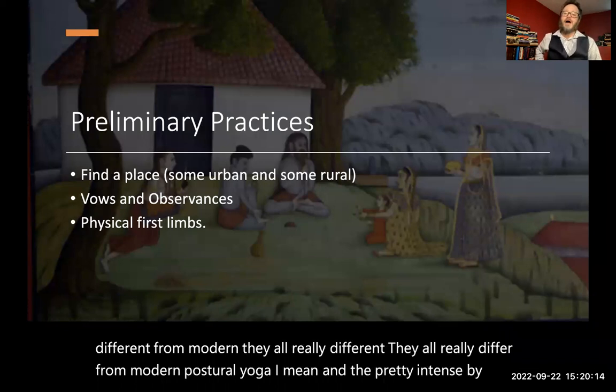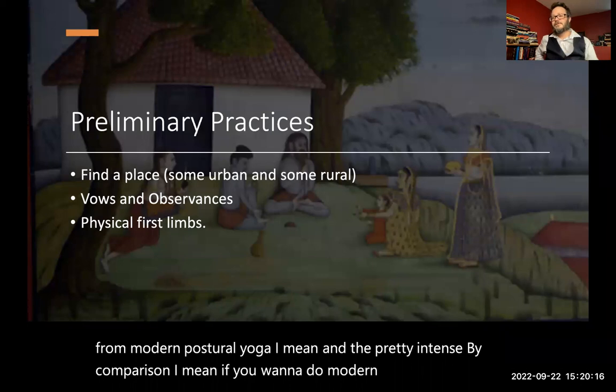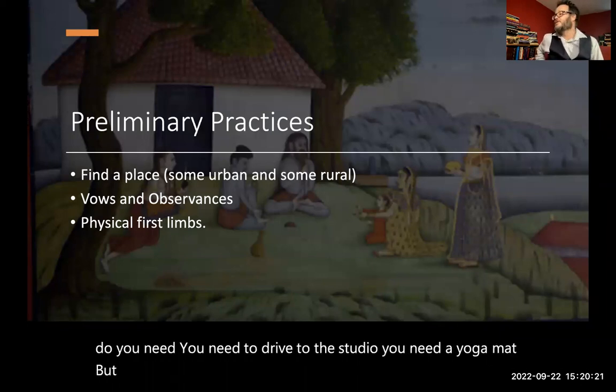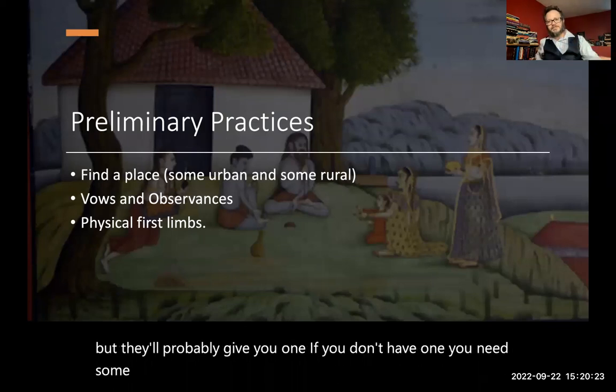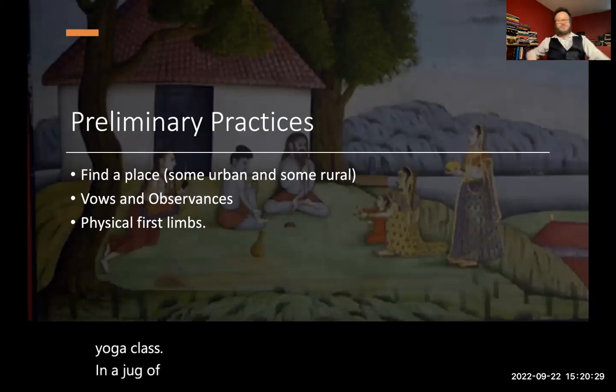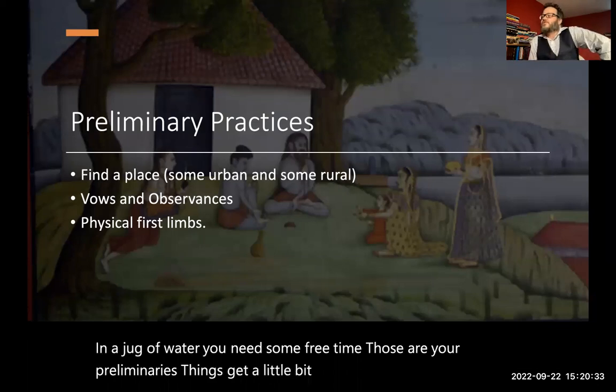If you want to do modern postural yoga, what do you need? You need to drive to the studio, you need a yoga mat, but they'll probably give you one if you don't have one. You need some baksheesh, some bucks to pay for the yoga class. You need a jug of water, you need some free time. Those are your preliminaries. Well, things get a little bit more intense in the traditional world of yogis.